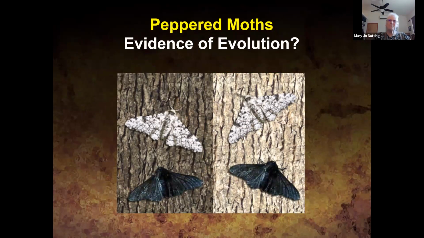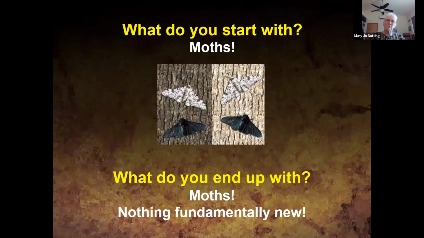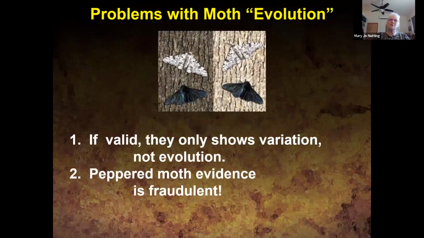Same thing is true with the peppered moths. Are they really evidence of evolution? Well, you start out with moths, you end up with moths. There's nothing fundamentally new. Now, what they did show was that there was a difference in the amount of white ones compared to dark ones, or dark ones compared to white ones. And that apparently, they said, changed. However, further research has shown that that kind of variation was always there. There were light ones to start with and dark ones to start with. And so we're just seeing a minor change there, if anything at all.